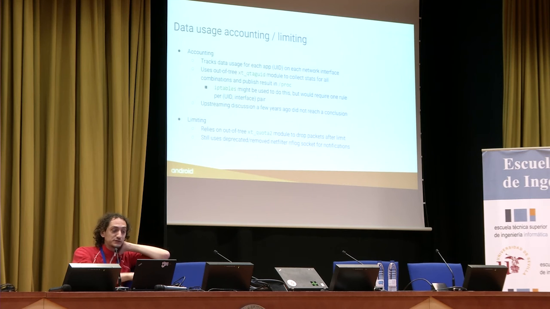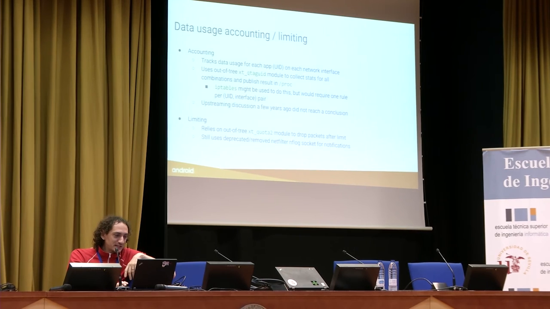I think this was before our time, and I'm not aware of all the state, but a discussion about upstreaming this a few years ago didn't really reach a conclusion. The bandwidth limiting relies on the xt_quota2 module. It uses a netfilter NFLOG socket for notifications, which is deprecated. It's actually removed in 3.18, so we'll have to figure something out there, and so on.